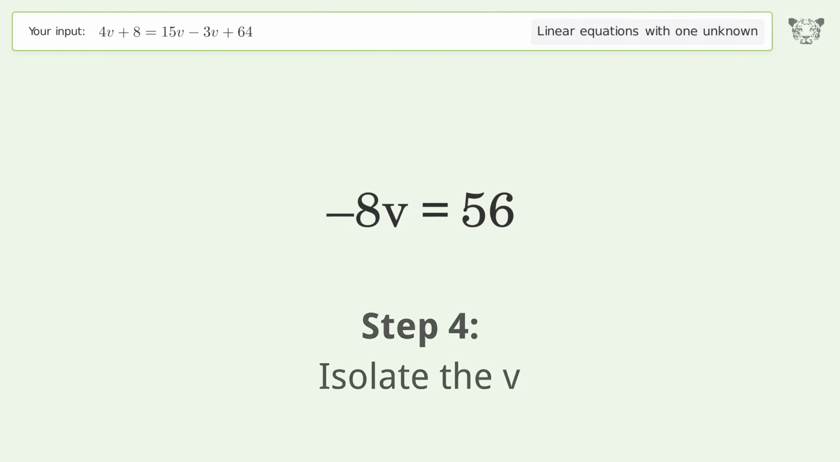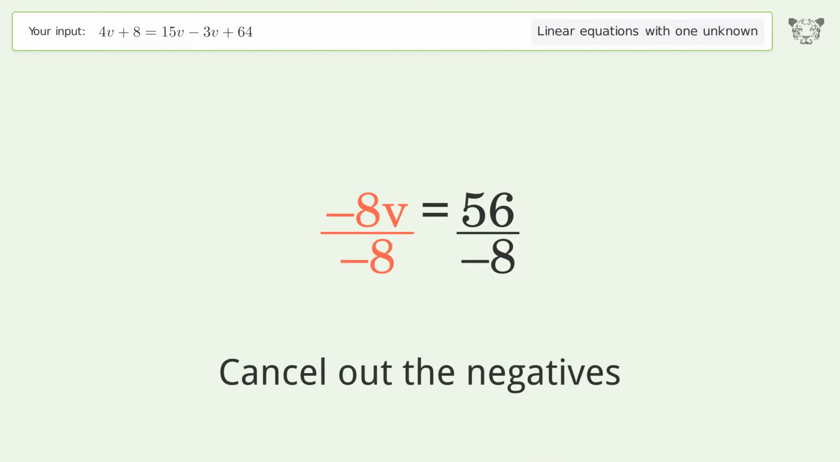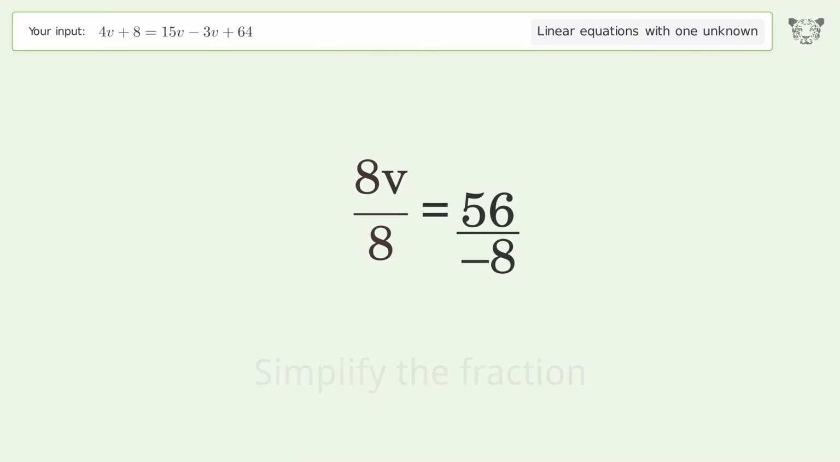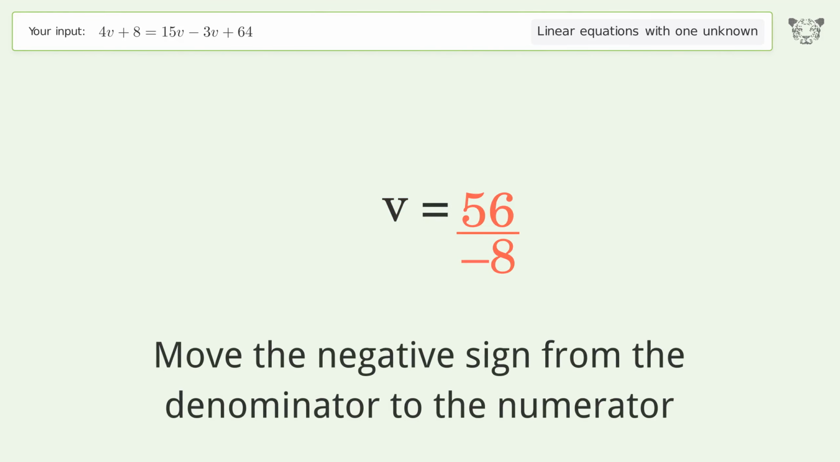Isolate the v. Divide both sides by -8. Cancel out the negatives. Simplify the fraction. Move the negative sign from the denominator to the numerator.